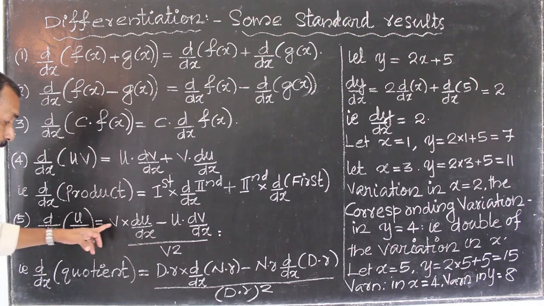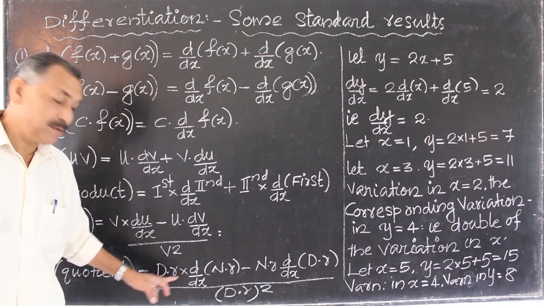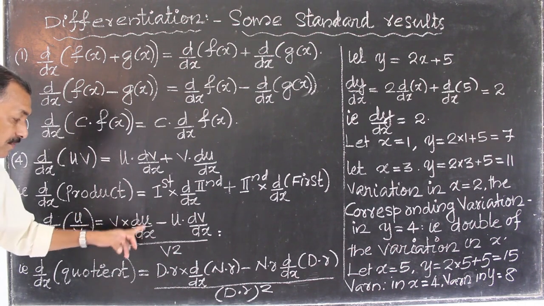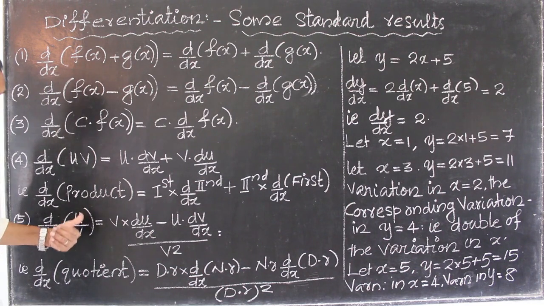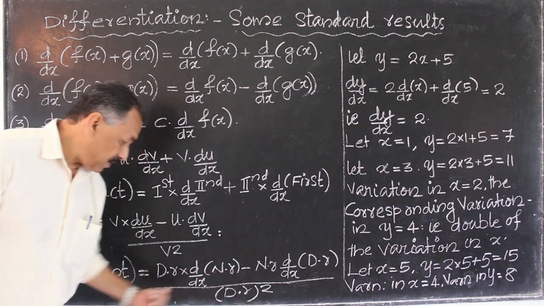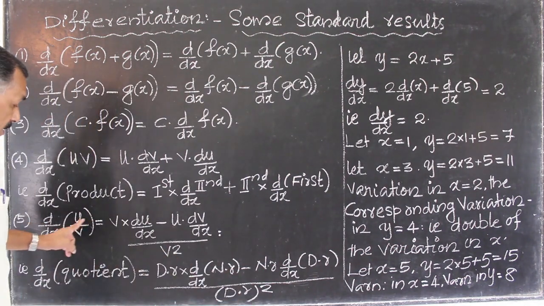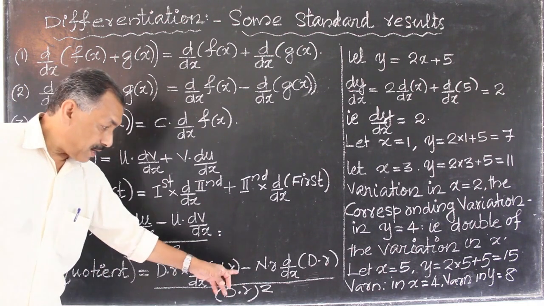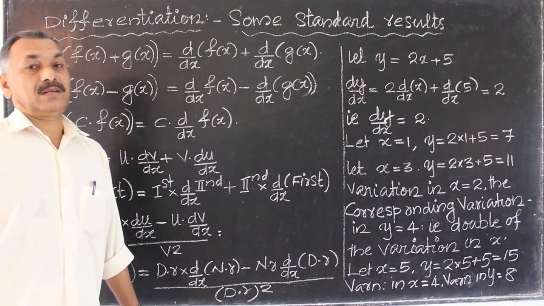V means denominator. Denominator into derivative of numerator, du by dx. U means numerator. This is denominator into derivative of numerator minus numerator into derivative of denominator, divided by v means denominator, and the square. Again, denominator into derivative of numerator minus numerator into derivative of denominator divided by denominator square.